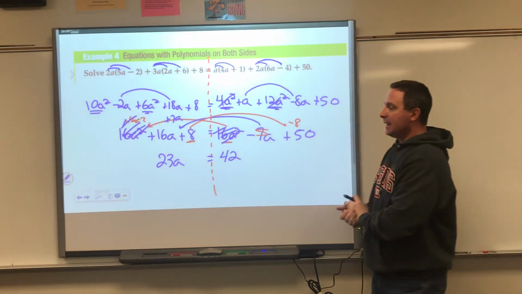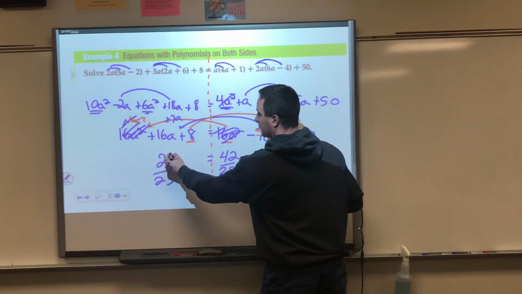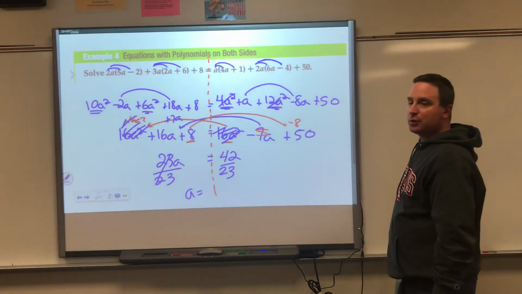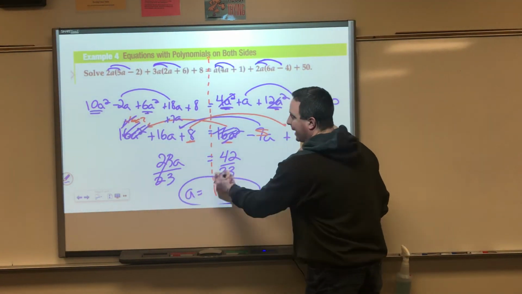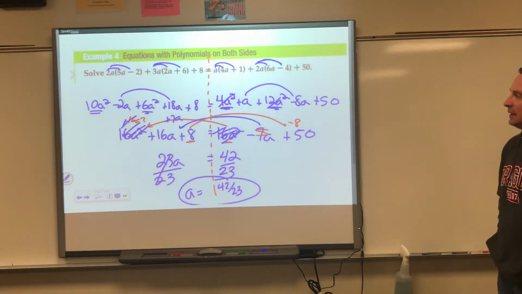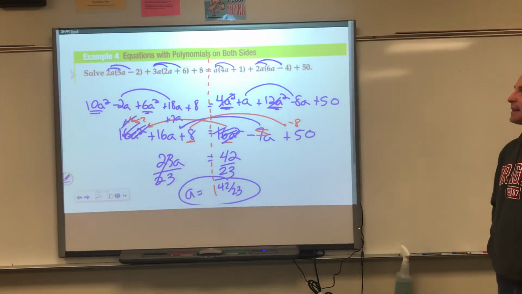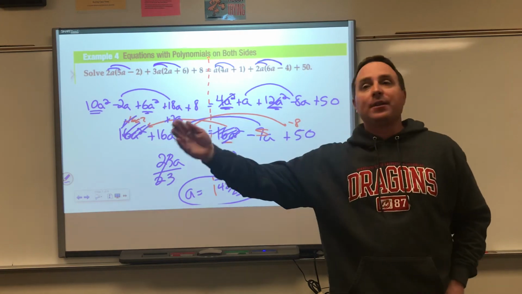Okay? And if I divide by 23, I think I get 42 23rds. Again, I get a fraction, not the prettiest looking thing. Okay, but there we have it. So nothing to be scared about. Just take your time, be careful of your signs, be careful of your multiplication, and then moving things back and forth.